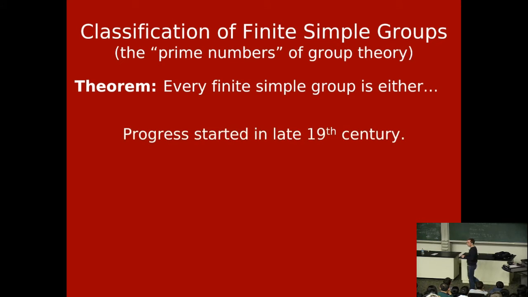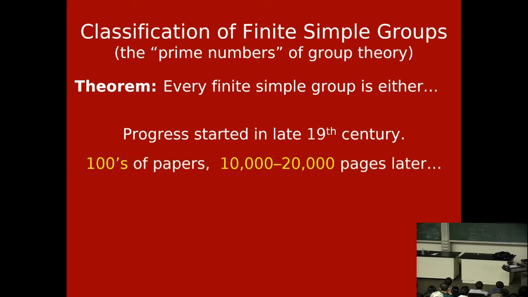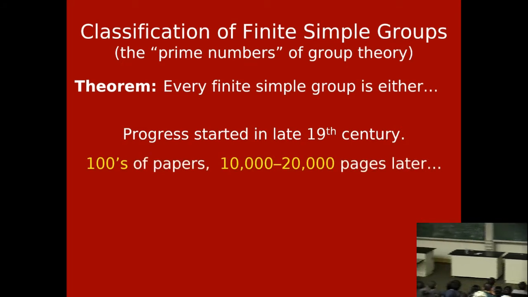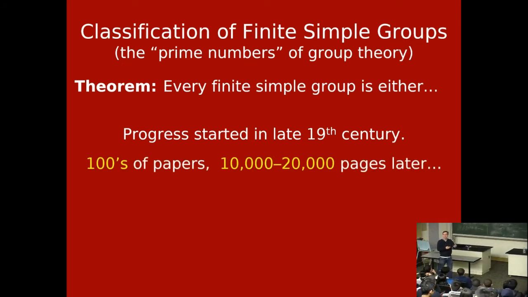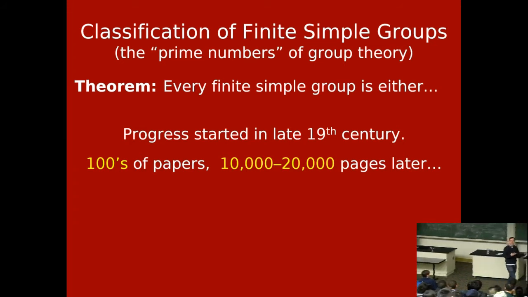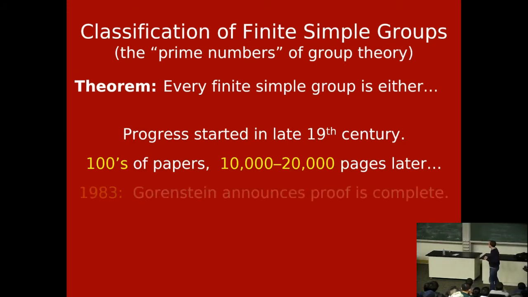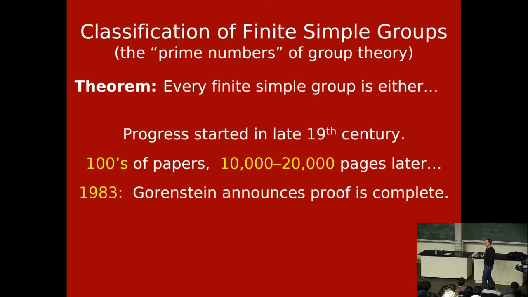And people started working on it actually in the 19th century, and they've been working on it ever since. Hundreds of papers were written about it, trying to make progress towards proving this theorem. They were 10,000 pages long in total, or 20,000 pages long in total. It went on and on and on, people contributing to this enormous proof. And then finally in 1983, this expert, Gorenstein, was like, okay, we did it. We proved it. That was the 20,000th page, the last one, done.